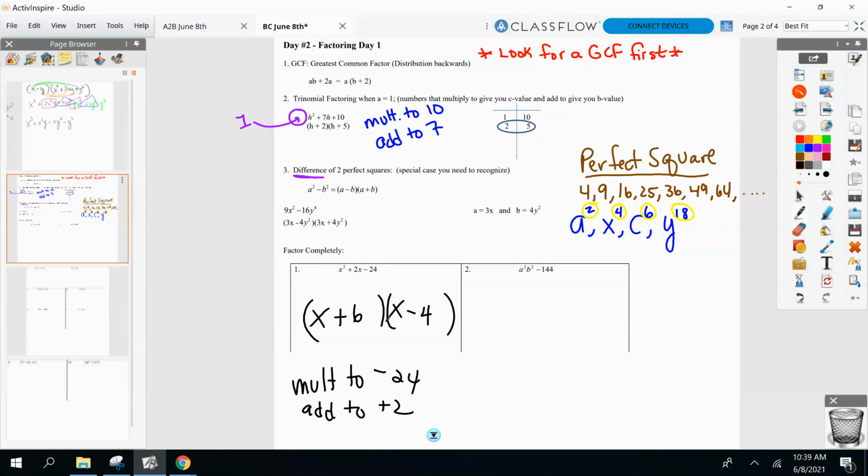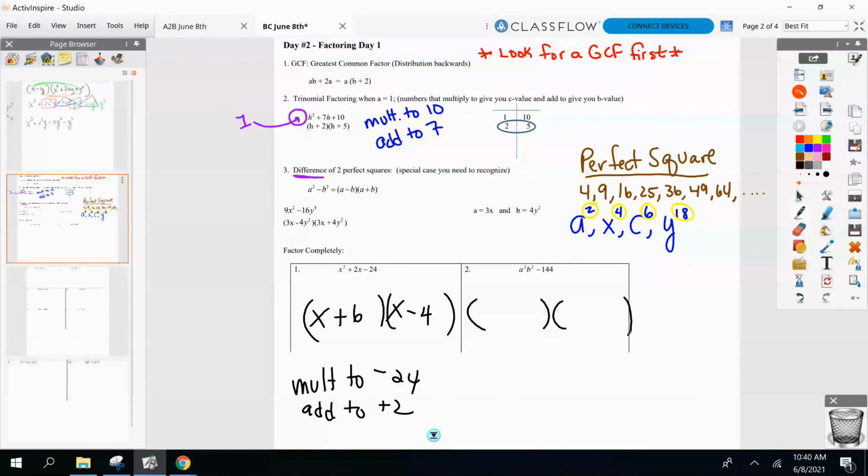And look at the variables. They both have what as their exponents? Even number, 2. And finally, what's the symbol inside, in between them, I should say? Minus. So this is what? Difference of two perfect squares. Okay, the difference of two perfect squares.